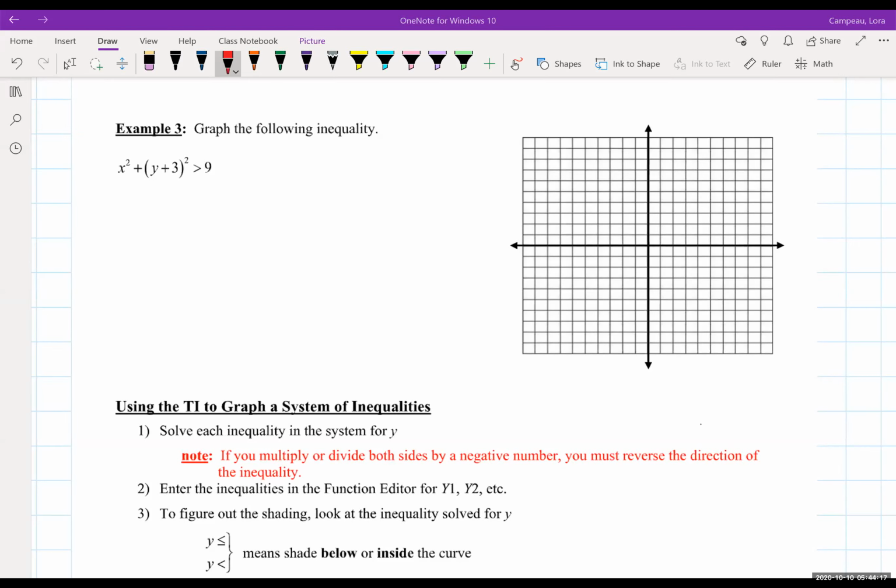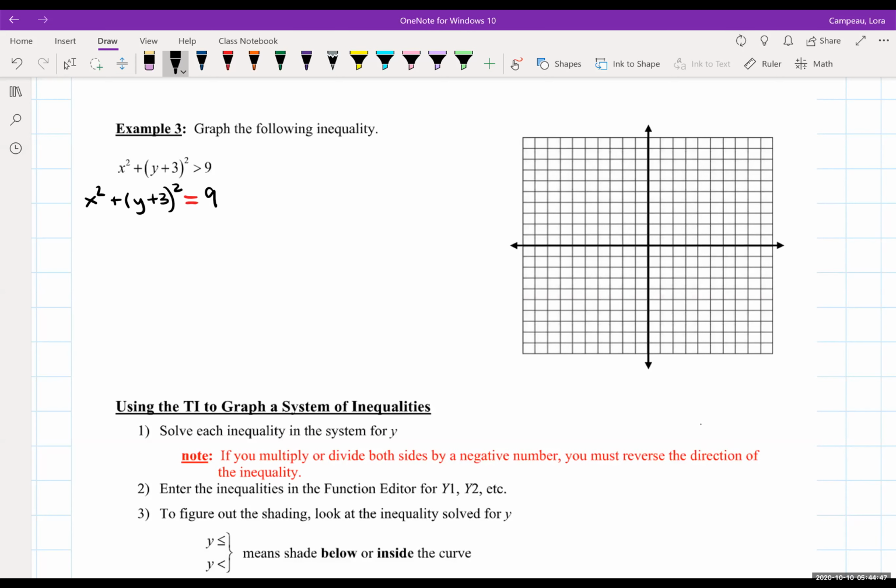So another inequality, just to get you some more practice. I'm looking at graphing x squared plus (y plus 3) squared is greater than 9. First thing I'll do for myself is try to recognize what type of curve I have. And I always replace the inequality symbol with an equal sign, so I can get that boundary curve. That's x squared plus (y plus 3) squared equal to 9.